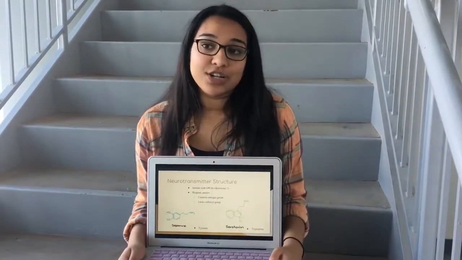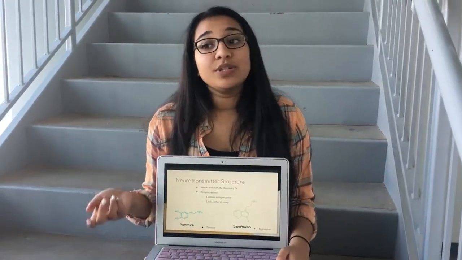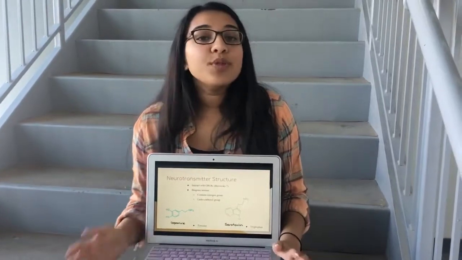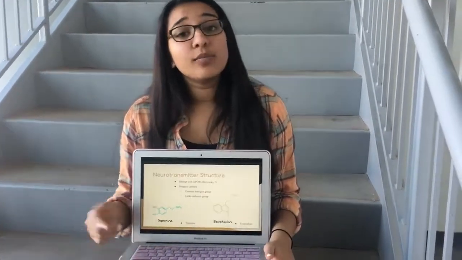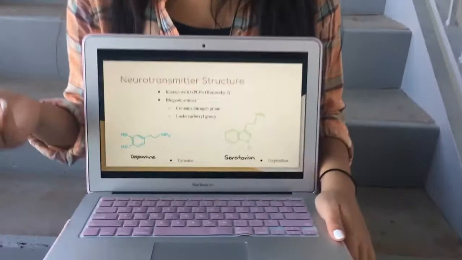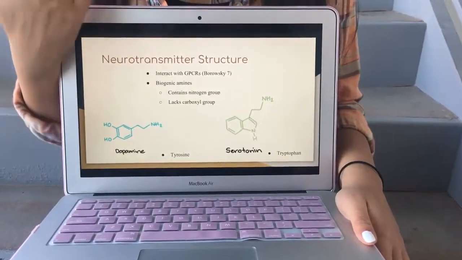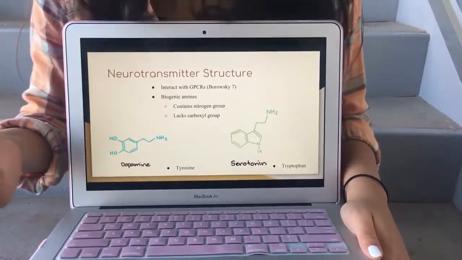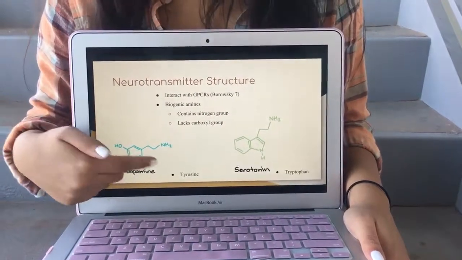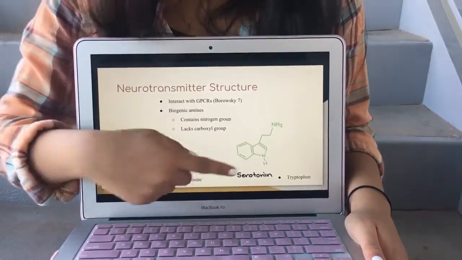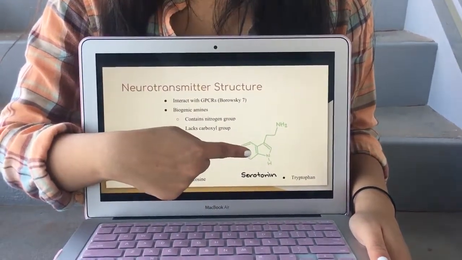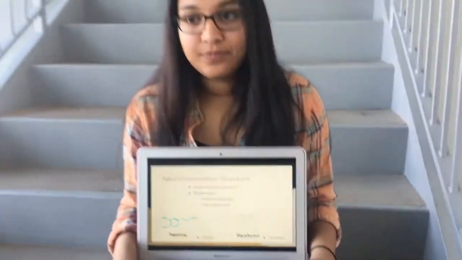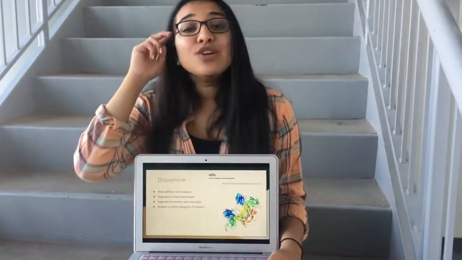So neurotransmitter structure. They interact with G protein-coupled receptors, as we've talked about, and both are biogenic amines. They contain an amino group, which is like amino acids, but they lack a carboxyl group, which is unlike amino acids. And dopamine is synthesized from the amino acid tyrosine, and serotonin is synthesized from the amino acid tryptophan. So dopamine.